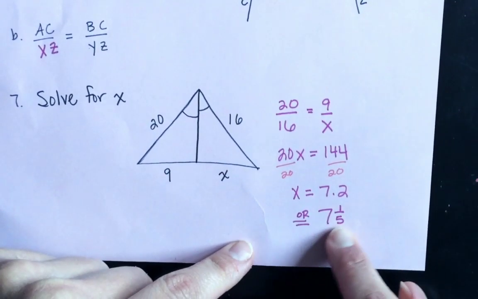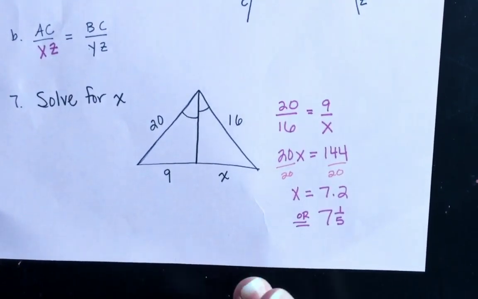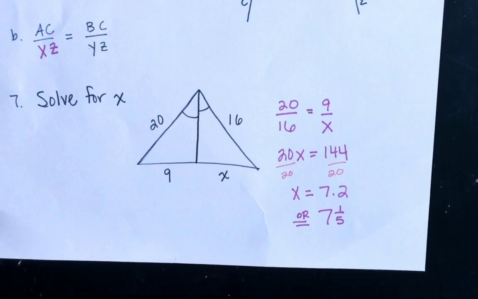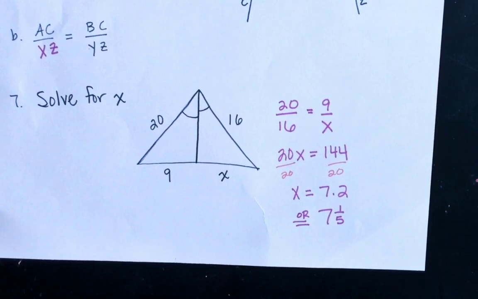So don't be surprised that, again, we've talked about fractions all year, and this was the first chapter where you were actually held truly accountable for it. So 7.2 and 7 1/5 are the same thing.